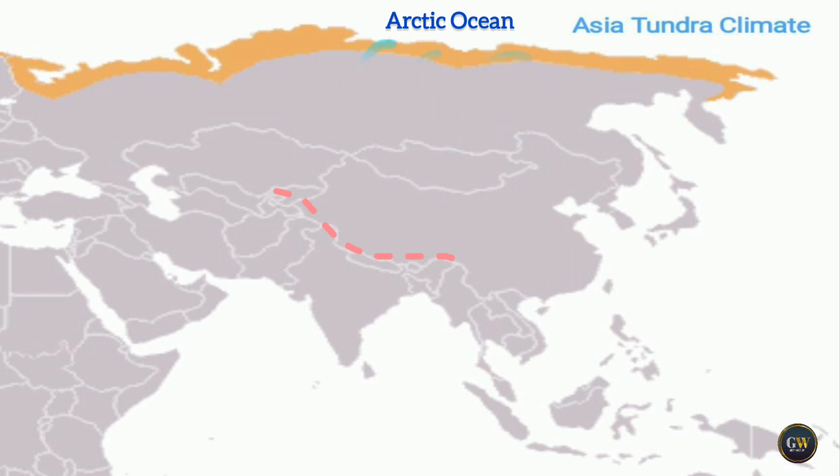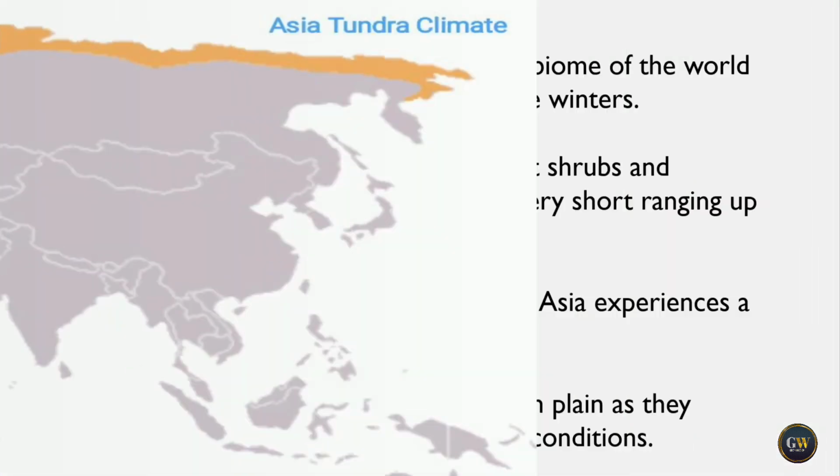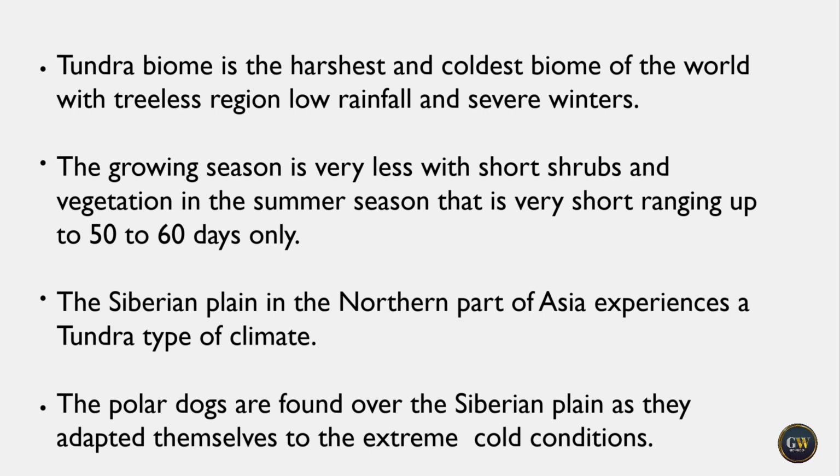And the chilly and cold winds span over the northern part of the continent, and here we have the tundra biome. The tundra biome is the harshest and the coldest biome of the world, with treeless region, low rainfall and severe winters. The growing season is only in the summer season, up to 50 to 60 days only. Very short shrubs and vegetation can only grow here in the summer season.